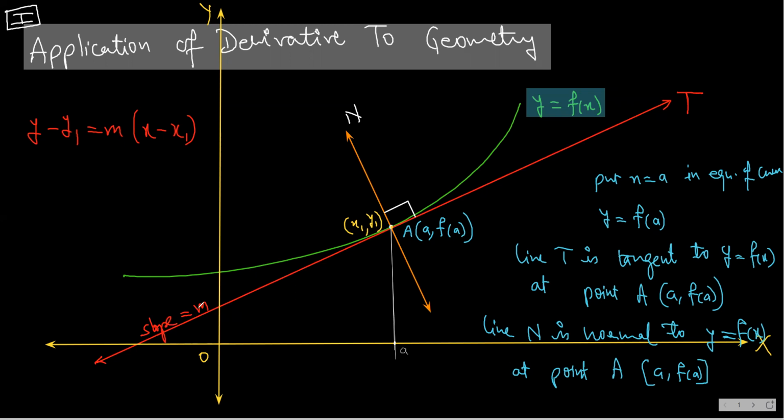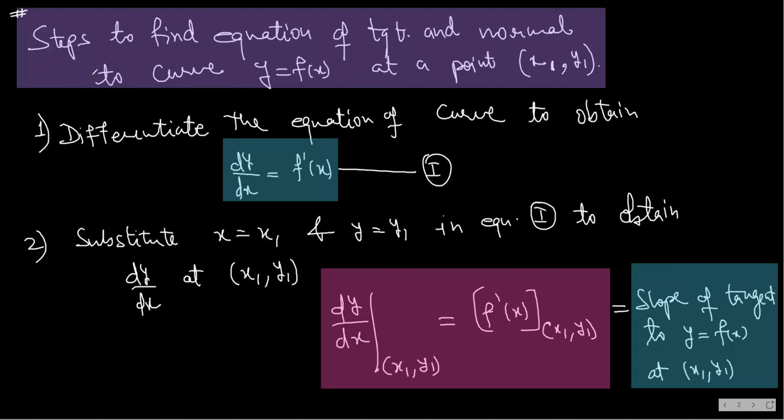I know the slope of tangent. Slope of tangent we have calculated. How did we calculate it? Remember the steps? The first step is, for the curve to which the tangent is being drawn, you will differentiate the equation of that curve. Then the tangent is drawn at x1, y1, so you will substitute x1, y1 and you will get the slope of the tangent at that point.